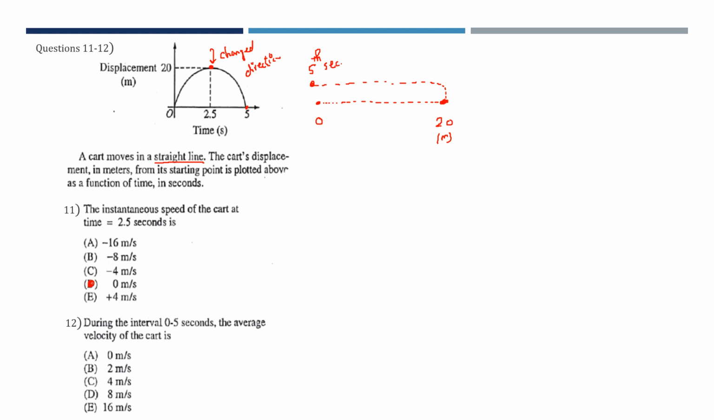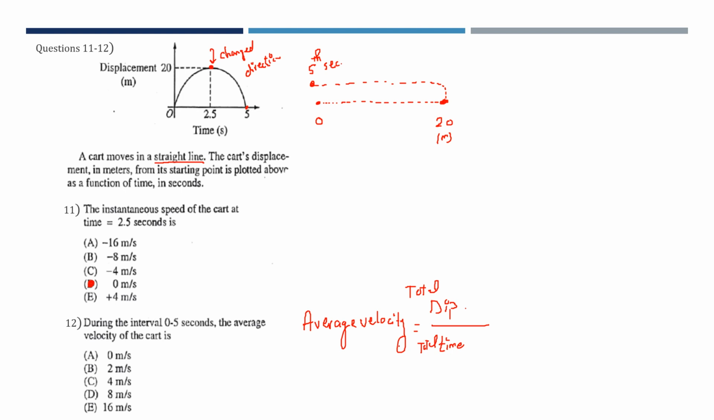For question 12, during the interval from 0 to 5 seconds, the average velocity of the car is... The average velocity equals displacement over time, or total displacement over total time.